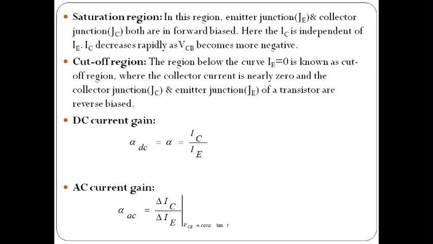In the common base configuration, the DC current gain is defined as the output current to the input current. It is nothing but IC by IE, denoted by alpha DC, sometimes just alpha. So alpha DC equals alpha equals IC by IE. Similarly, the AC current gain, alpha AC, is nothing but the change in the output current to the change in the input current, considering the output voltage as constant. It is delta IC by delta IE.